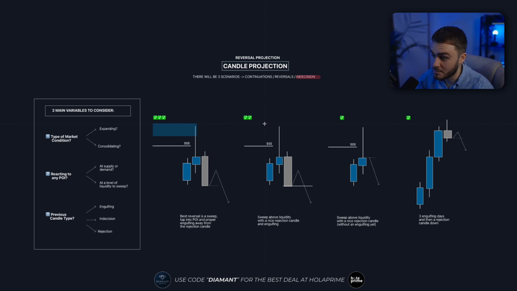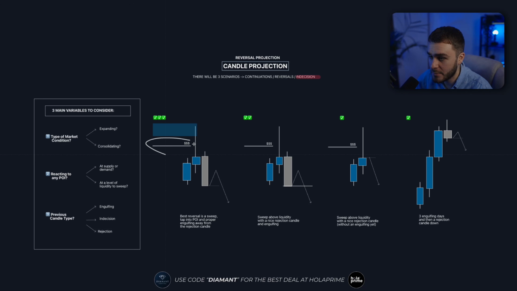The next one, which is medium quality, is we get the sweep of liquidity and an engulfing candle as well. So all 3 things. But the best type of setup for a reversal is going to be this. And it honestly comes once in a blue moon. So when you do see it, act on it.